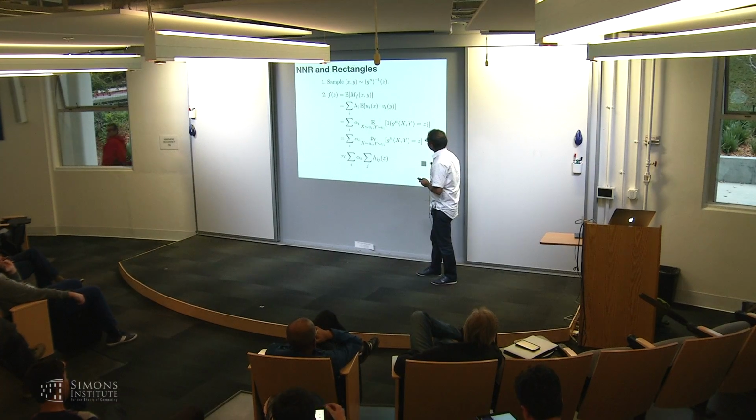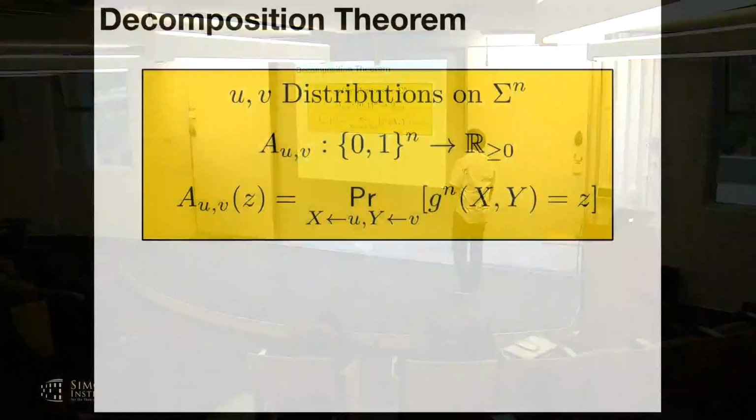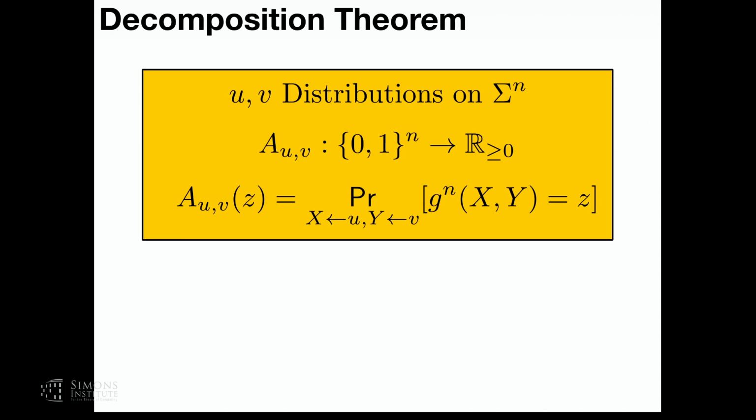Okay? So let's abstract this out even further, and let's look at the following quantity. I have two distributions on sigma to the n, on the rows and columns. I sample a row index independently according to one of them, and a column index independently according to the other one. And I look at the probability that the output of the gadget equals my input string z. Let me call that A_{u,v}(z) for acceptance probability of z under the distribution u comma v. Okay?